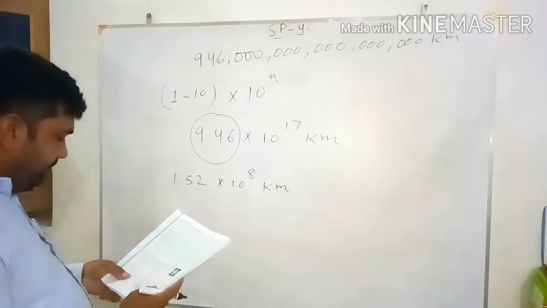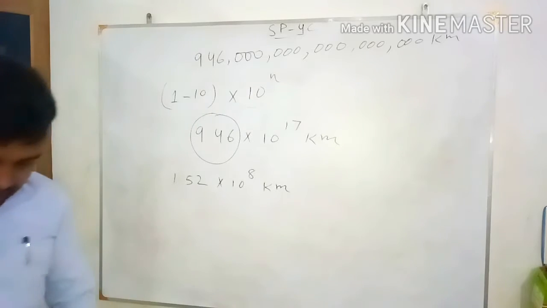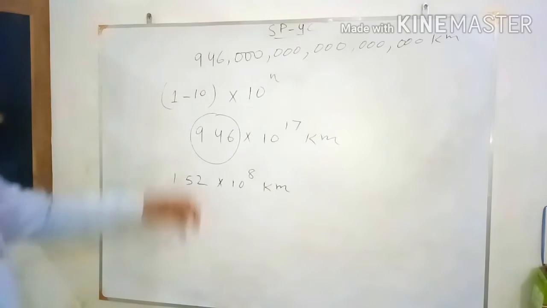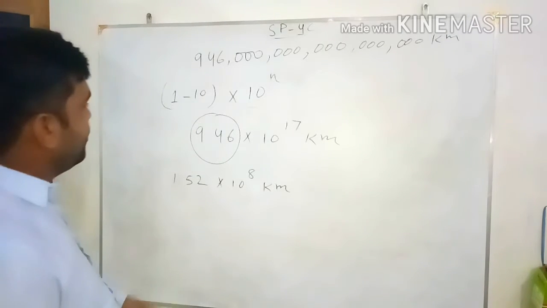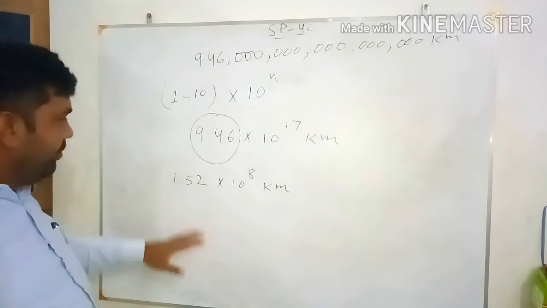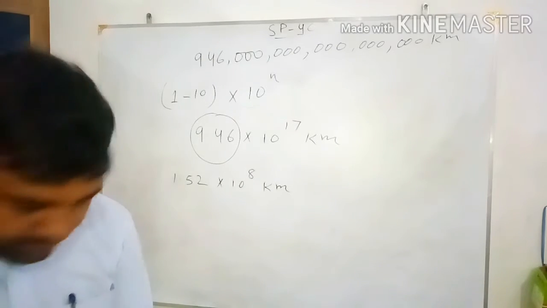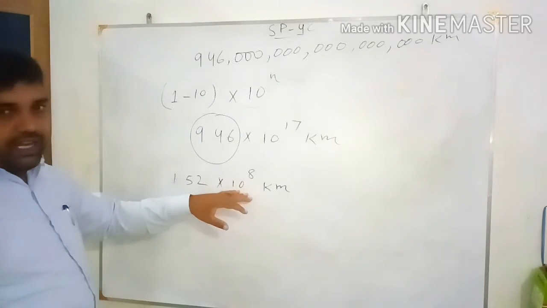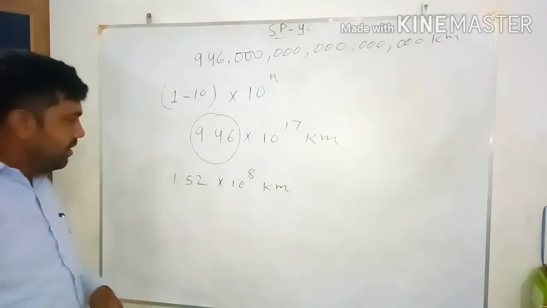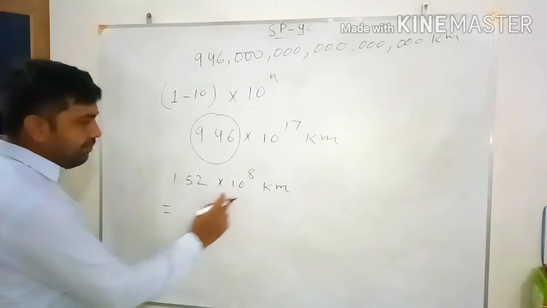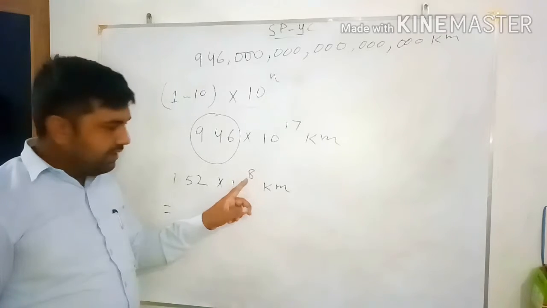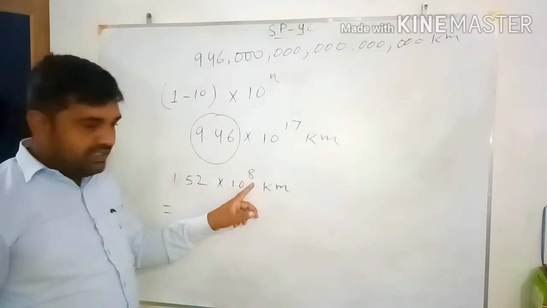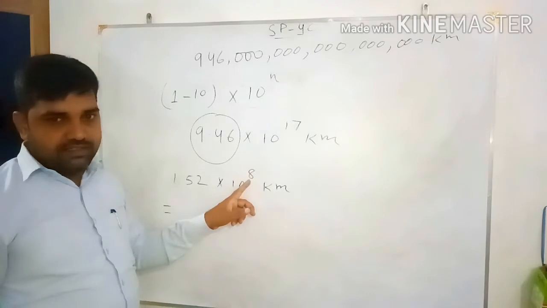So this standard form is again the reverse operation. In the standard form there should be only one factor, only one number. Here it is two factors, so after solving, I have to multiply this. What will happen when we multiply with 10 to the power 8? Because it is a positive index, it is plus 10 to the power 8.